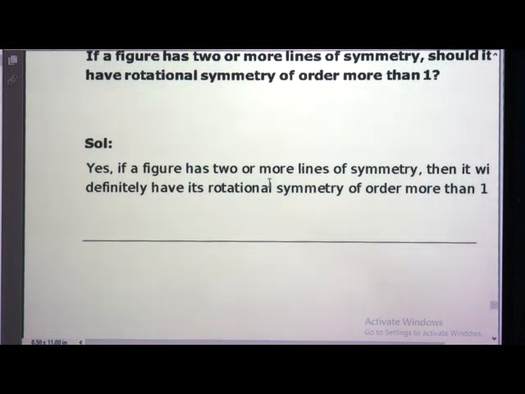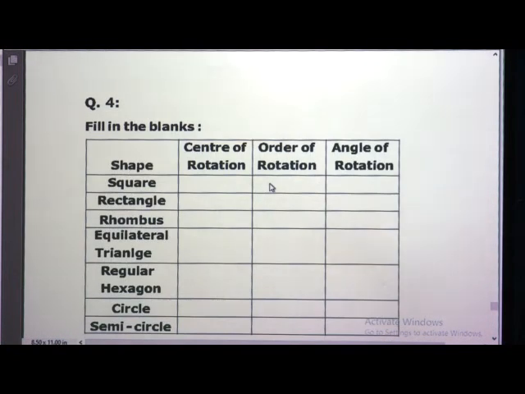Yes, if a figure has 2 or more lines of symmetry, then it will definitely have rotational symmetry of order more than 1. Of order one rotational symmetry, you know, each and every figure has it.